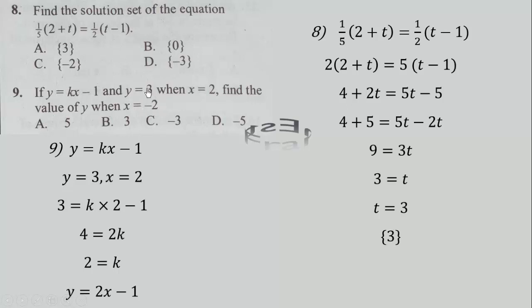So we just have to replace x by negative 2 to get y equals 2 times negative 2 minus 1. 2 times negative 2 will be negative 4. So negative 4 minus 1 will give you negative 5. So the correct answer is negative 5.